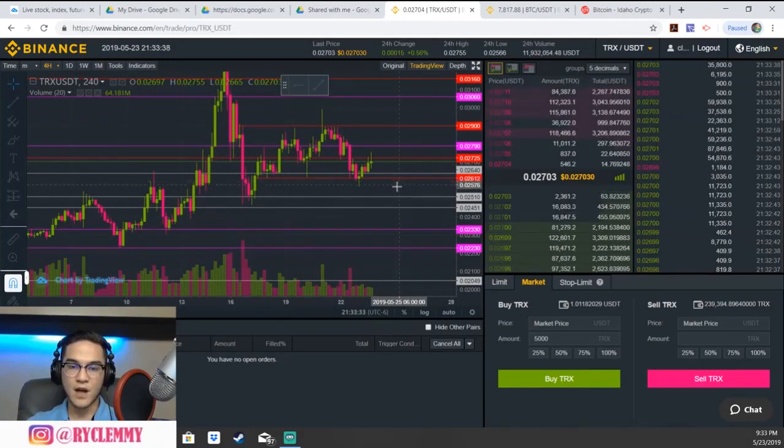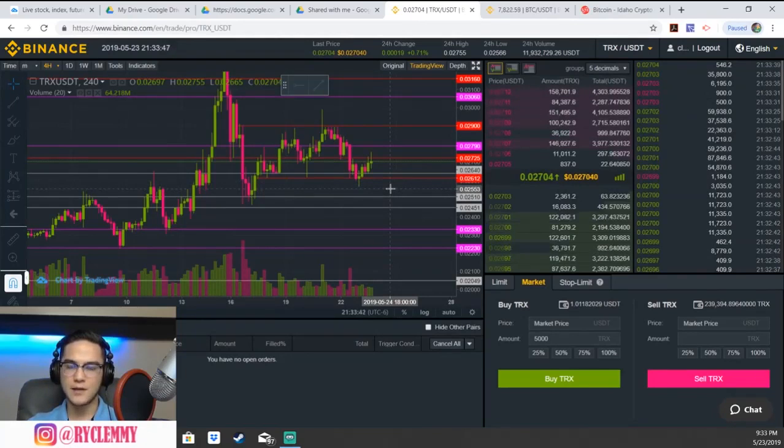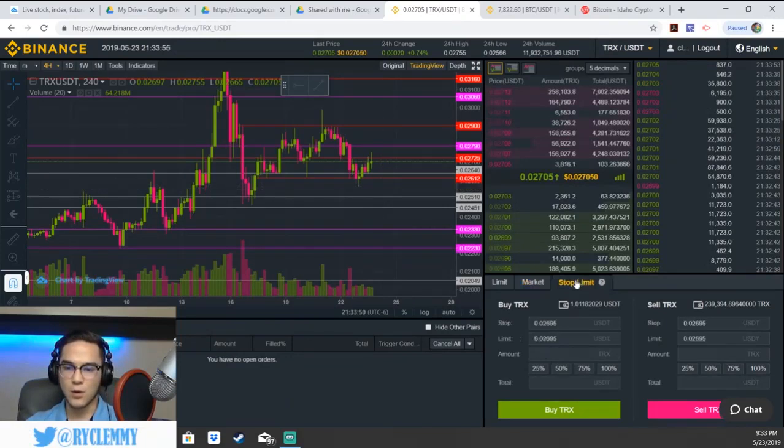But a stop loss is basically your lifesaver. So let's say you were going to bed, but you were holding Tron and you didn't want the price to drop overnight while you're sleeping, or during the day if you're going out to lunch or something, you're busy. So you can set what is called a stop limit order on Binance.